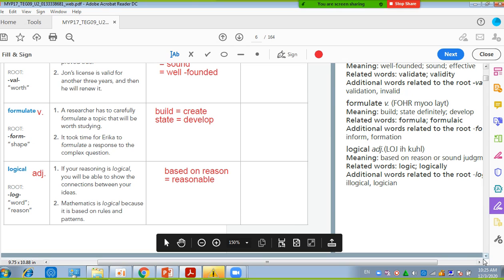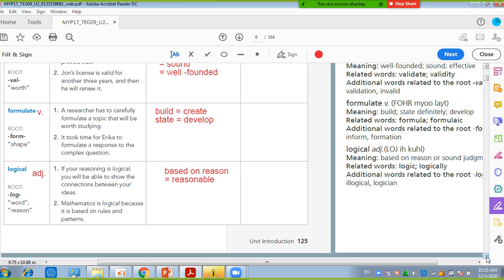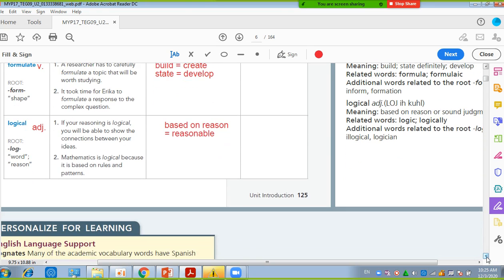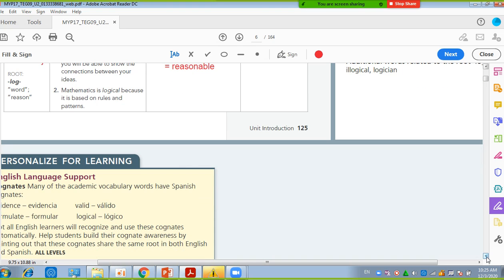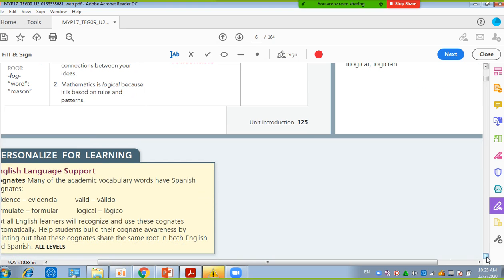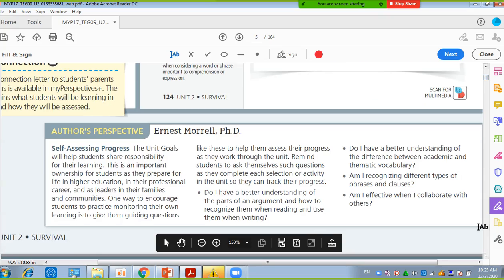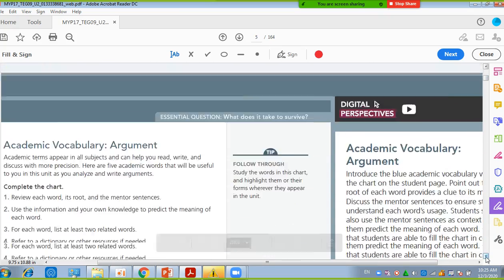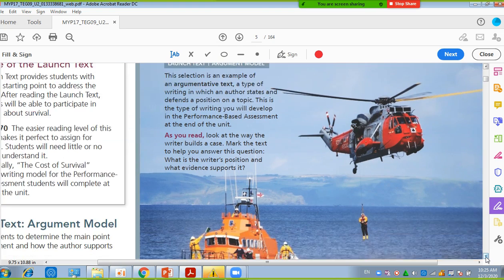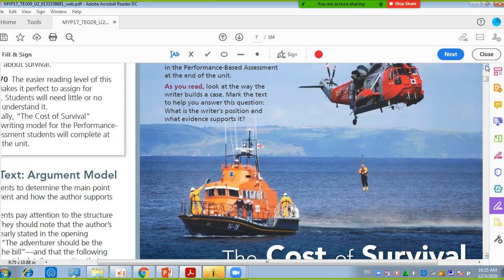Okay, fine. So understanding those words will help you later when we study the structure or the features of a character or characteristic of any argumentative text. Let's move to the next page, page 126. This is the launch text, and meanwhile it's the model for your writing. This is the model that you can follow in your writing.